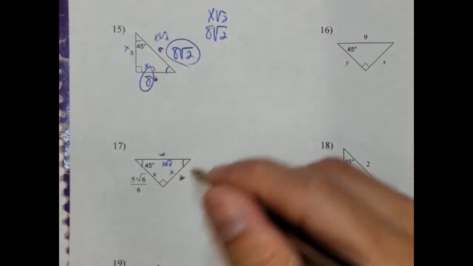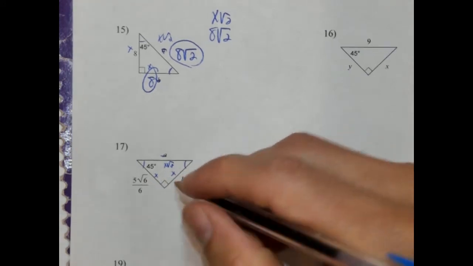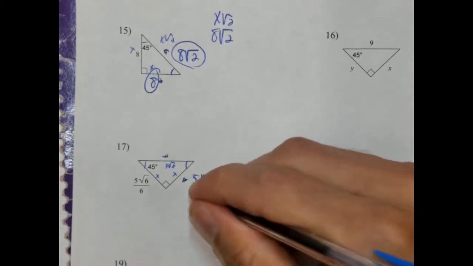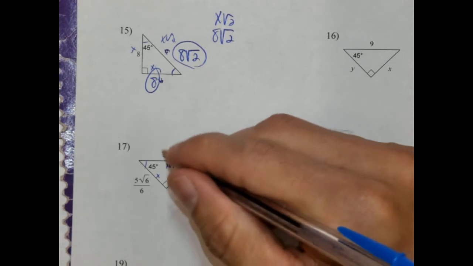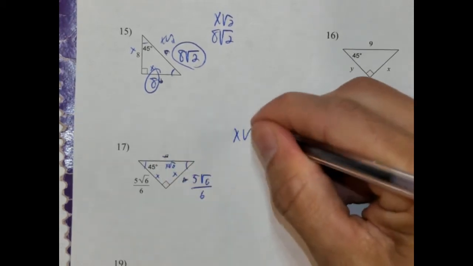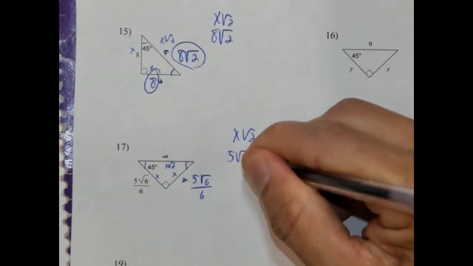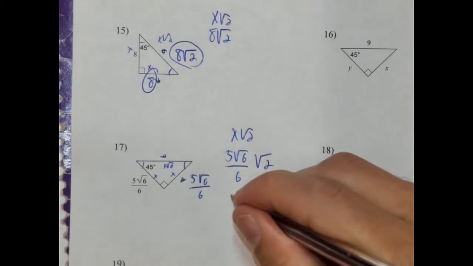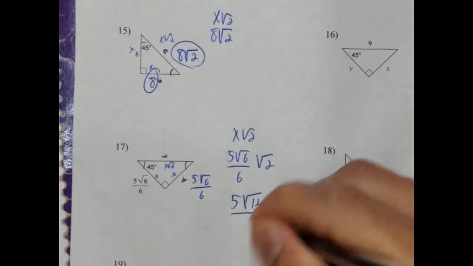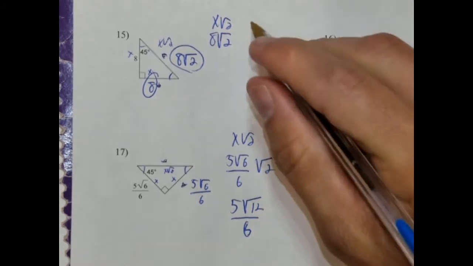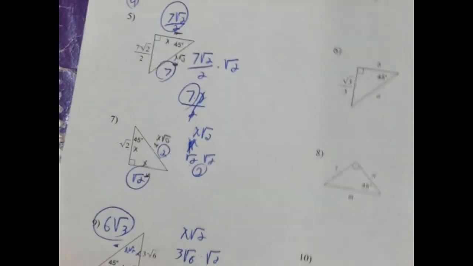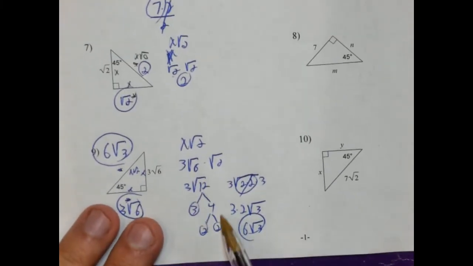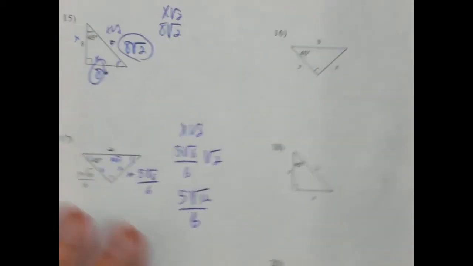My goodness, brain's not functioning. All right, so these two are going to be the same. So 5 radical 6 over 6. This is going to be x radical 2. So x radical 2, our x is 5 radical 6 over 6 times radical 2. Radical 6 times radical 2 is radical 12. And we know that radical 12, we did that early. No, that was radical 12 was, radical 12 is here. Radical 12 was actually 2 radical 3, but let's just do it again, okay?